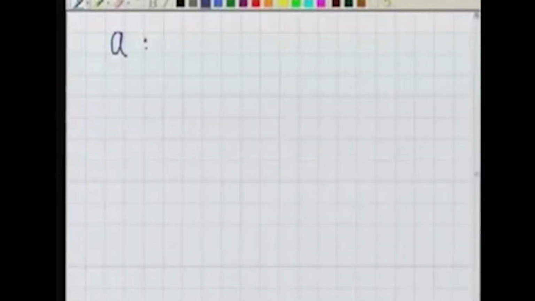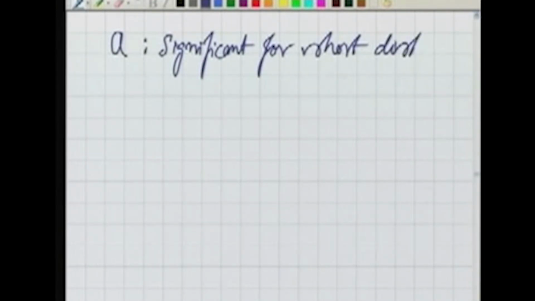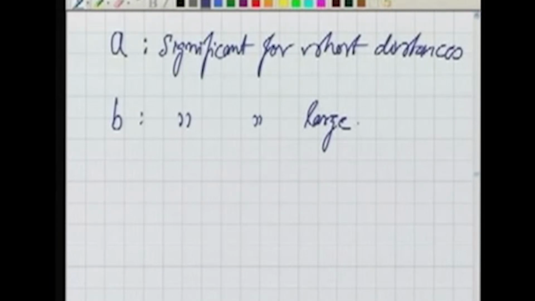A, it is significant for short distances. I will tell the meaning of this. B, it is significant for large distances. What is the meaning?